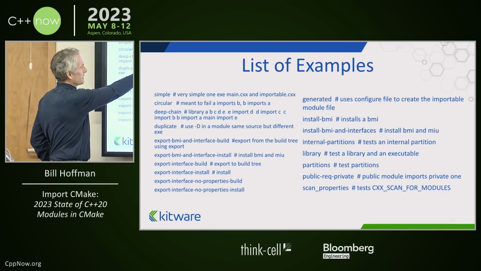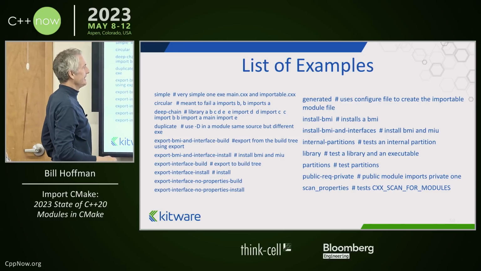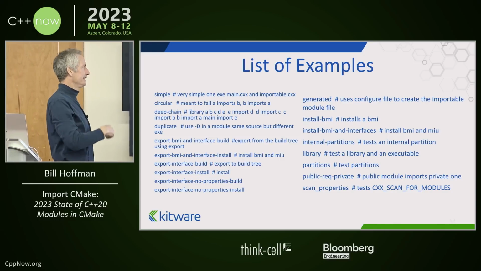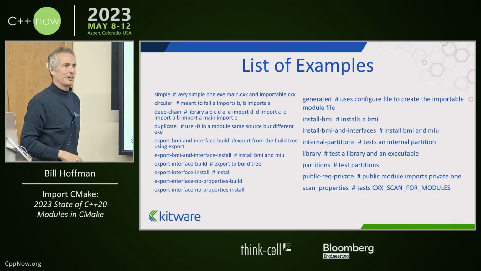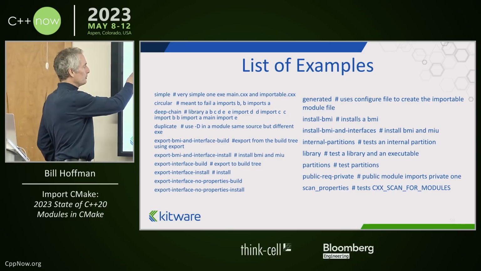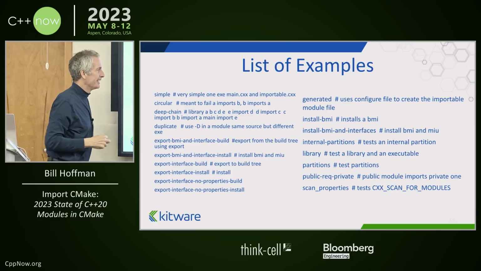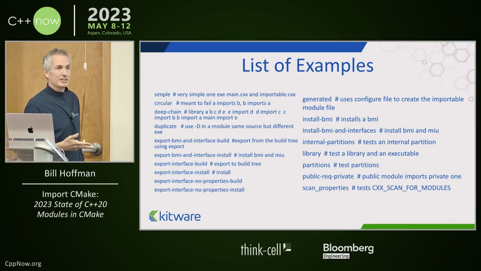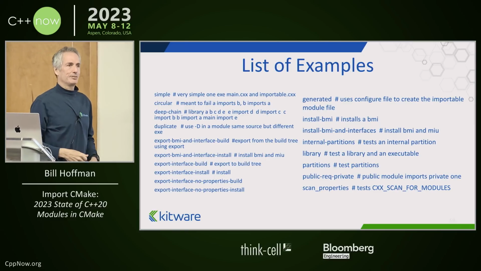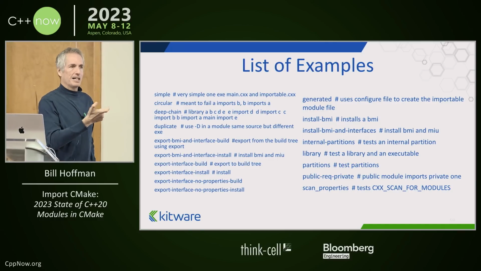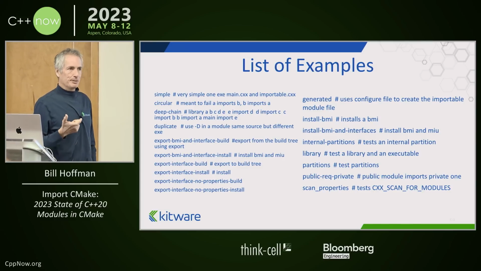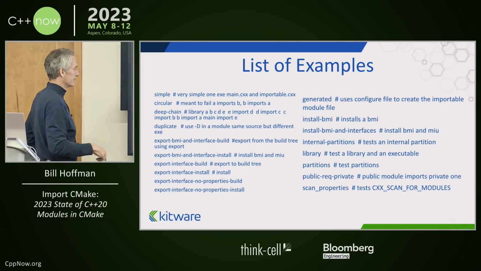It's got a deep chain where it's got a library A, B, C, D, E, where E imports D, D imports C, C imports B, all the way up. Duplicate, so this one's interesting. It uses a -D flag in a module, so it's got the same source, but it actually produces essentially a different module. But the module name, they're in separate targets. It's perfectly legal C++, but the module name would be the same in handling the BMIs across there.